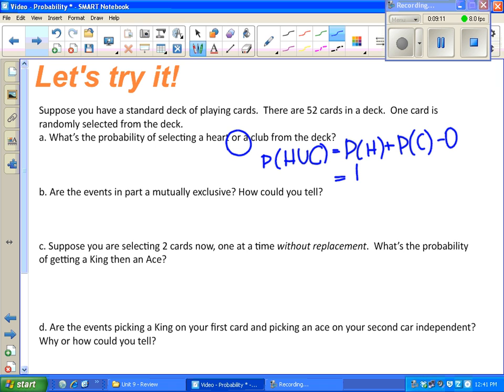So the probability of drawing a heart is 13 out of 52. The probability of drawing a club is 13 out of 52. So the probability here is 26 out of 52. That's an easy one if you want to simplify to 1/2.